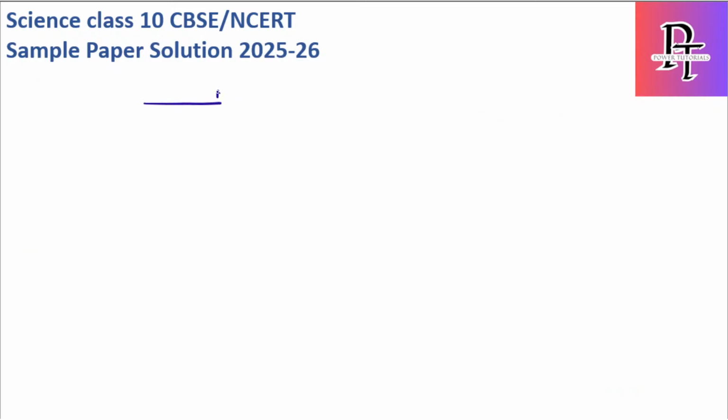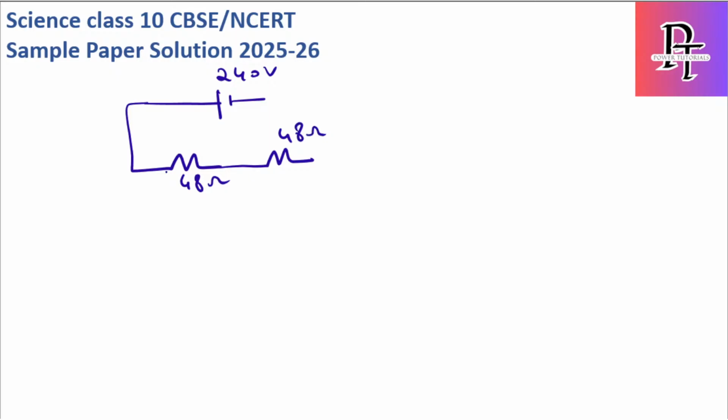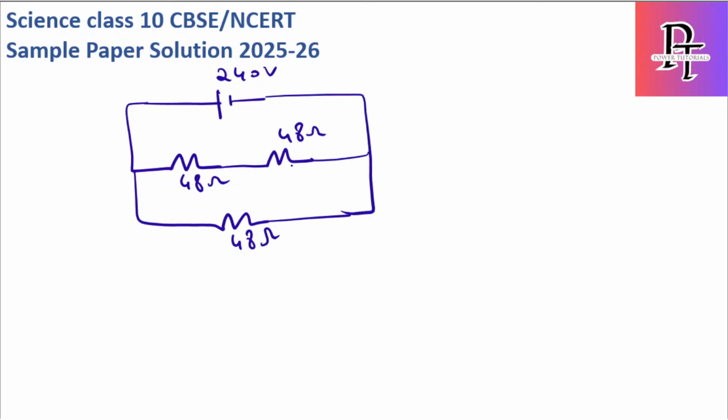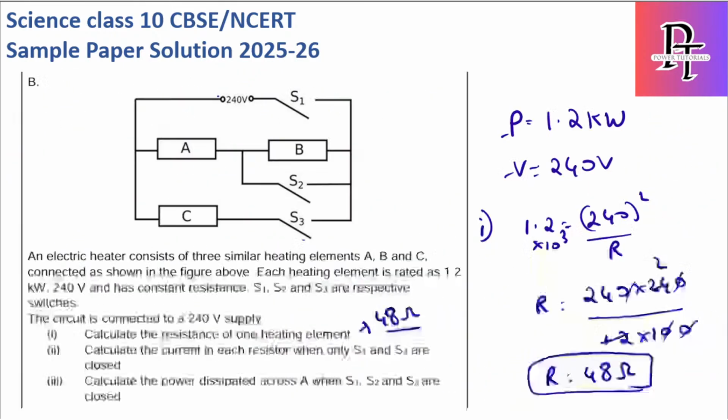So now we have a 240 volt supply. S1 is closed, so we have one heating element which is 48 ohms. S2 is open, so this also will be there, which is 48 ohms. And then S3 is closed, so this resistance is again 48 ohms. So this is the new circuit with respect to the second condition. This one is open whereas these two are closed, this one and this one.